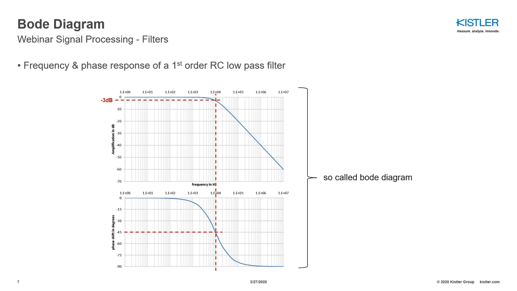The -3 dB point is indicated in red and is at 10 kHz. And if you have a look at the phase shift at the -3 dB point, so at 10 kHz, the phase shift is -45 degrees. So that means there is a phase shift of -45 degrees between the input and the output signal of this filter.